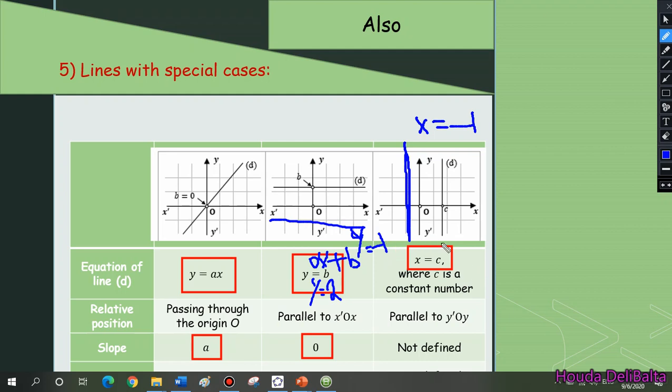Its form is, in general, x equals a constant number. Here the slope is not defined because y doesn't exist at all. So when the line is parallel to the y-axis, as you see here, it has the form of x equals a constant number depending on the intersection with the x-axis, and the y disappears, so the slope is not defined. To make it easier: no y, no slope. Keep it in mind. No y, no slope. Slope is not defined.